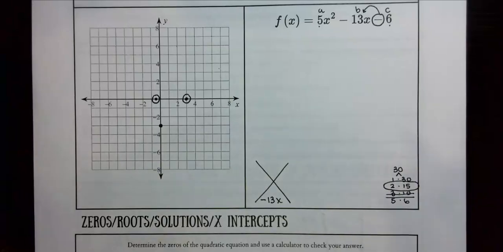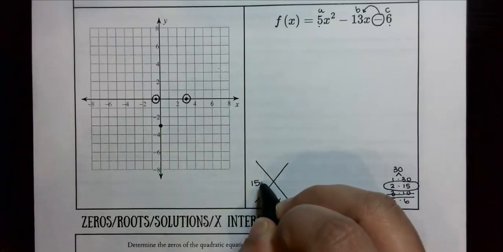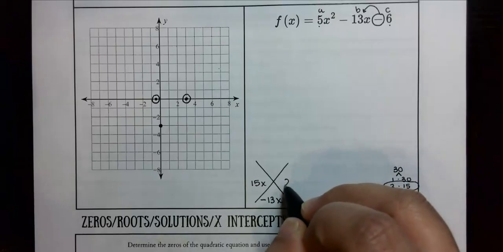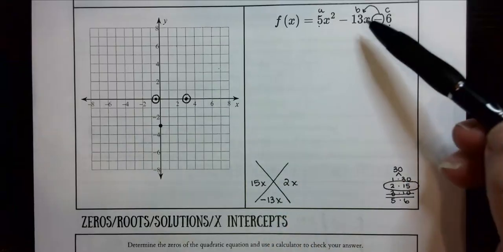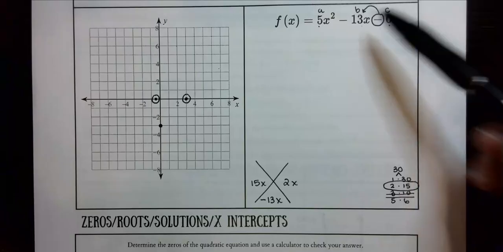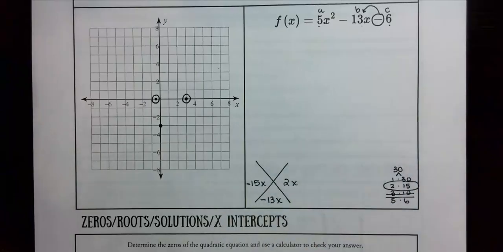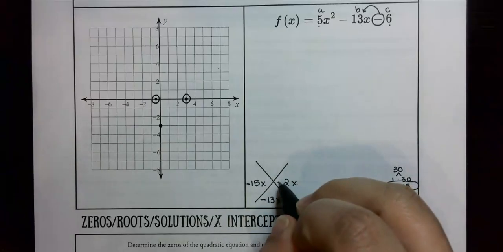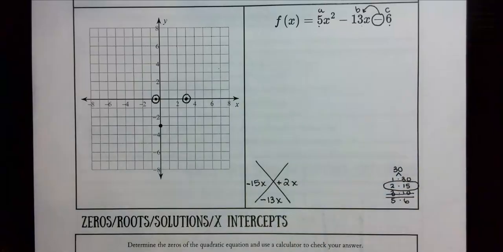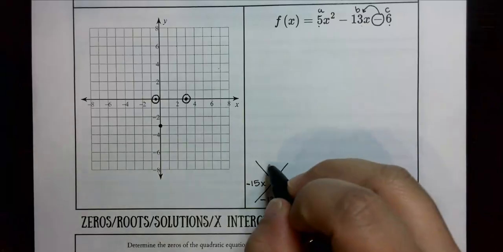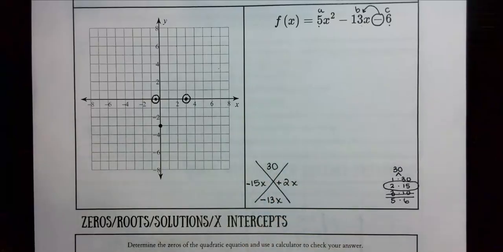So because we're subtracting, we know that our signs are going to be different. So because I need a negative 13, I'm going to give the negative to the 15 because it's bigger, which will make the 2 positive because different signs would give us subtraction. All right, so I forgot to put my 30 on the top here. So numbers that multiply to be 30, but subtract to be 13: 15 and 2.